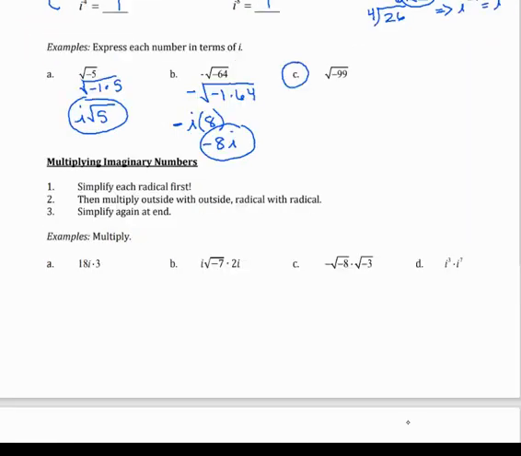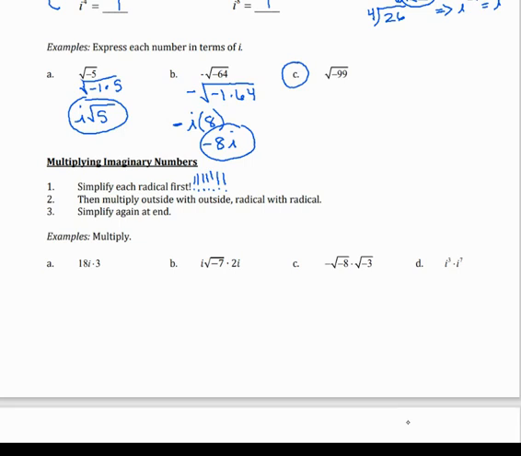Now let's look at multiplying. Okay, I'm going to do all of these with you. So when we're multiplying, it's super important that we simplify each radical first. I can't emphasize that enough. If you don't, half the time, your sign is going to be wrong. Then after we do that, we multiply radicals like normal. Remember, when we multiply radicals, outside with outside, inside with inside, and then simplify at the end if needed.